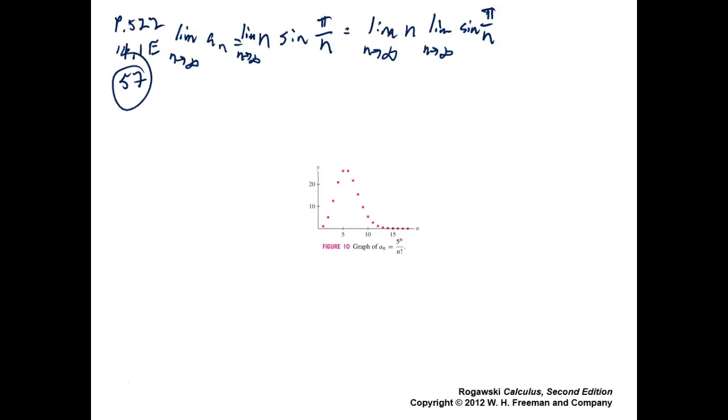Let's see, 10.1. And this is 57. Limit as n approaches infinity of n times the sine of pi over n.